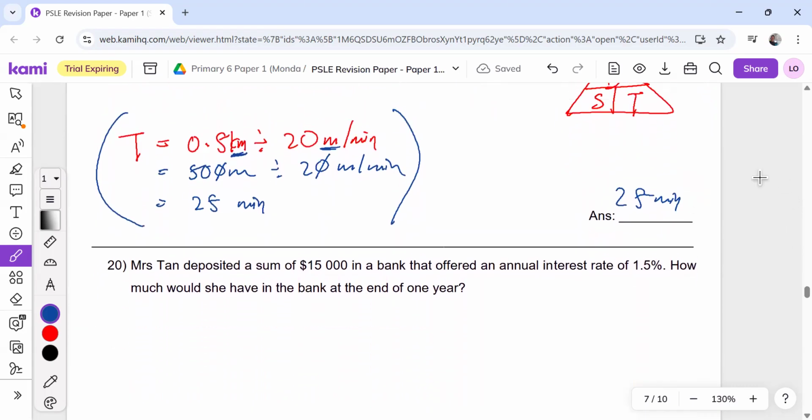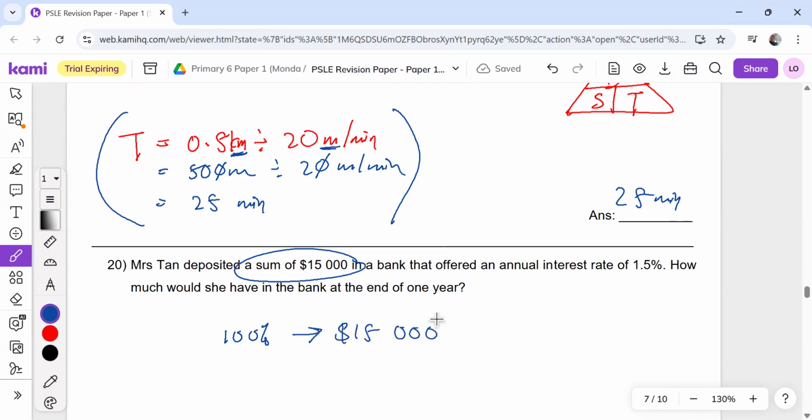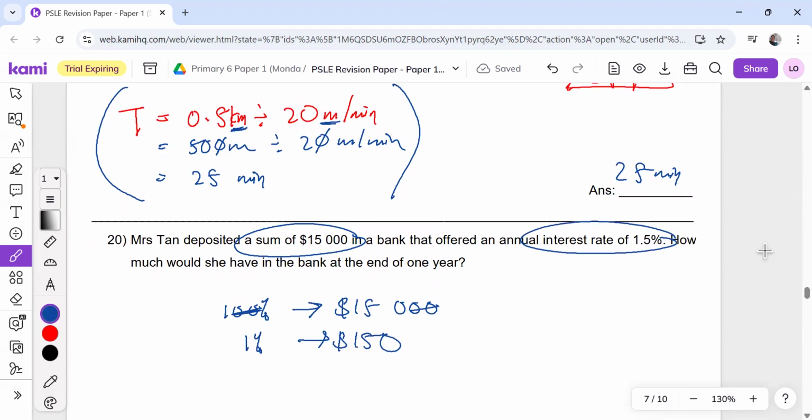Question 20, Mrs. Tan deposited a sum of $15,000, which is actually your 100%. And your 100% is the money at first. No calculator, you have to find 1%. And quite easy to find 1%. So you cancel 20, cancel 20, that is 1% already, which is $150. Then the bank offers an interest rate of 1.5%. How much will she have in the bank after 1 year?